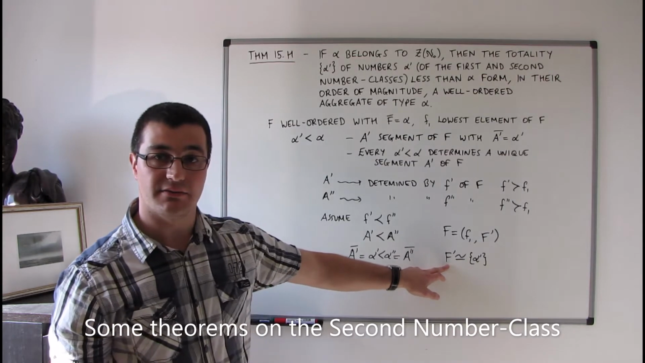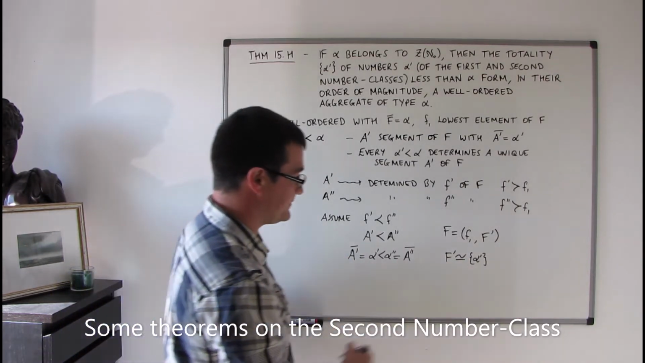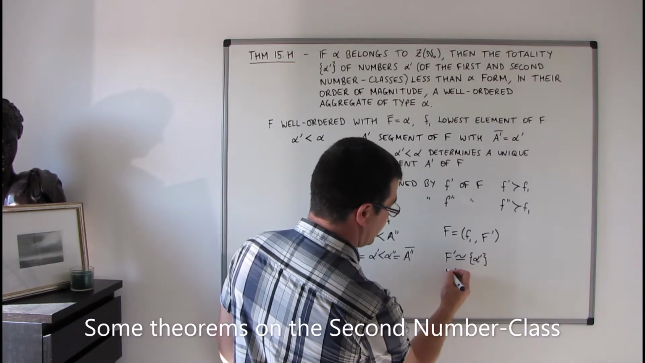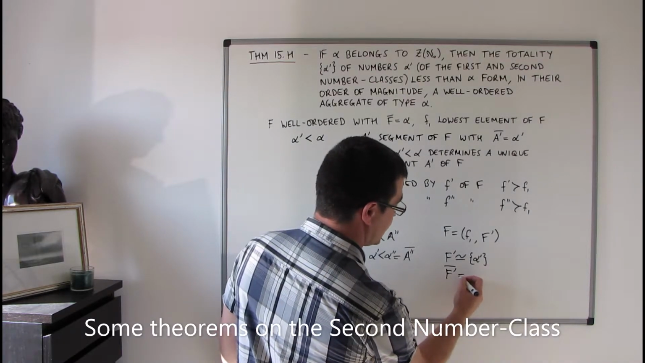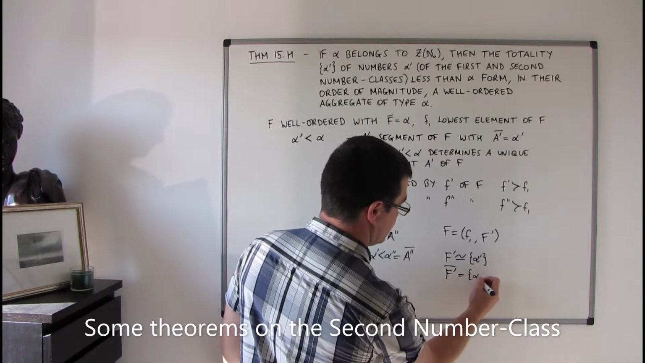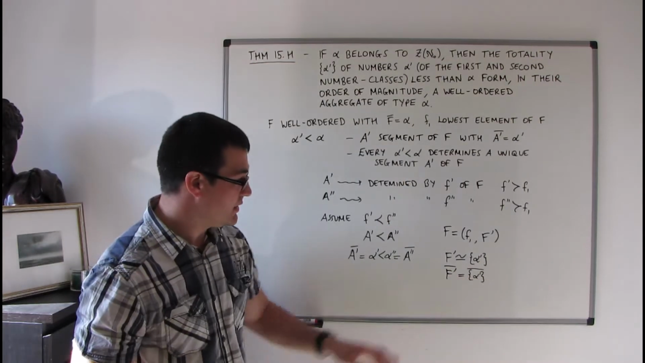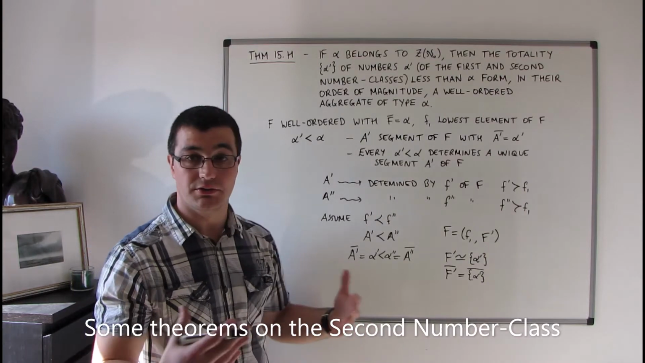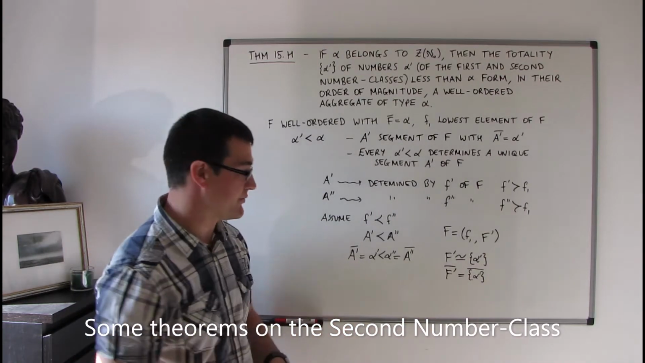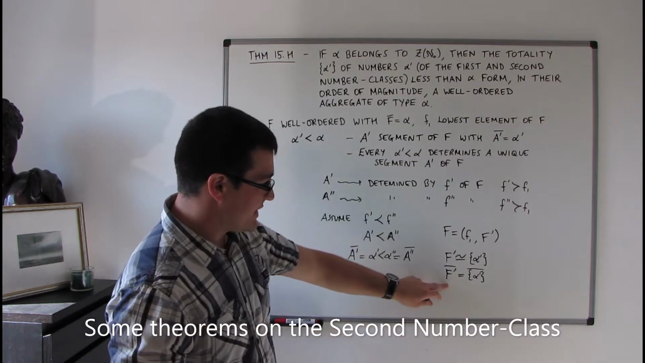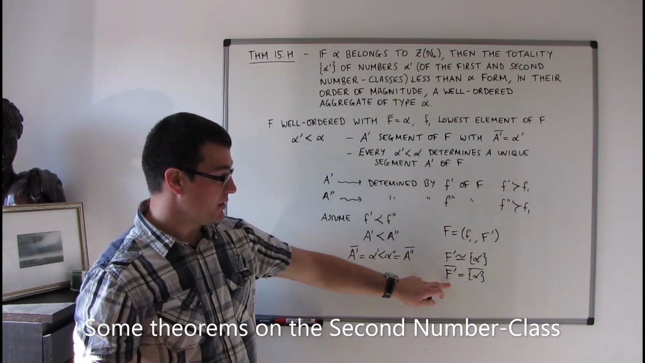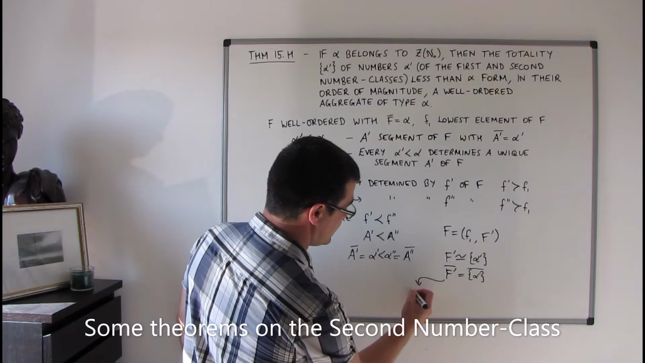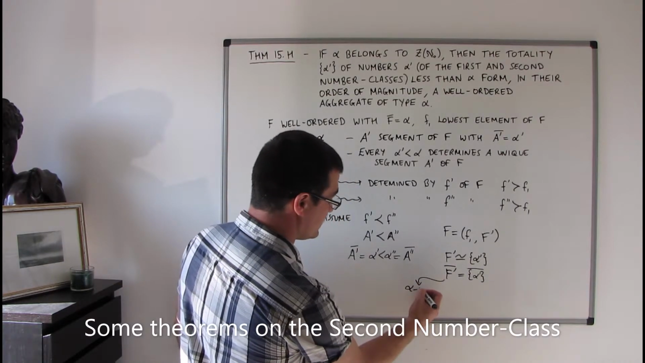So therefore these have ordinal types. Because they're similar, they're going to have the same ordinal type. And not only will these have the same ordinal type, they'll actually be the same ordinal number because they are well-ordered aggregates. So the question now is, what is the ordinal number of this thing here? Well, it's going to be alpha minus 1.